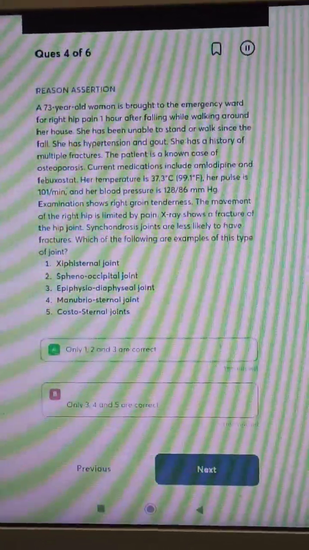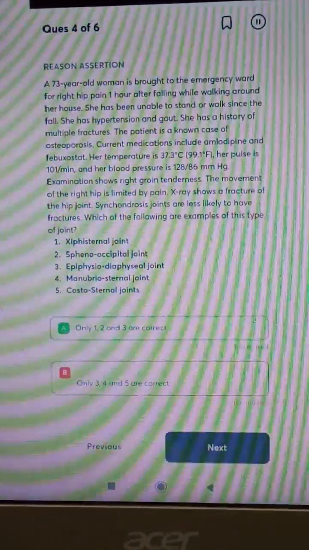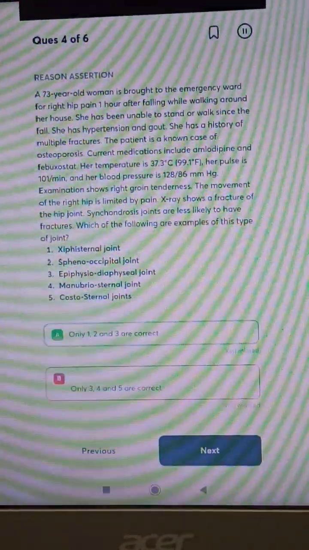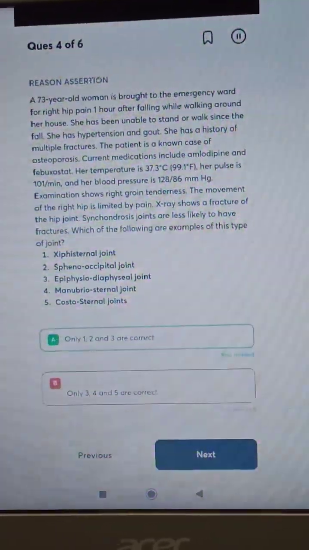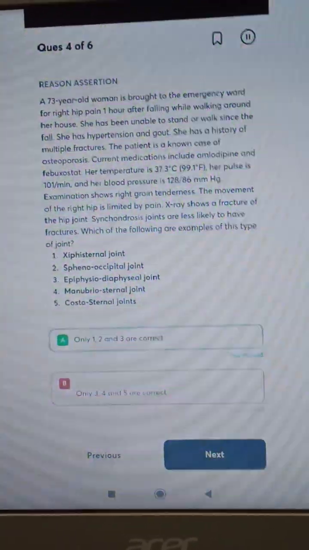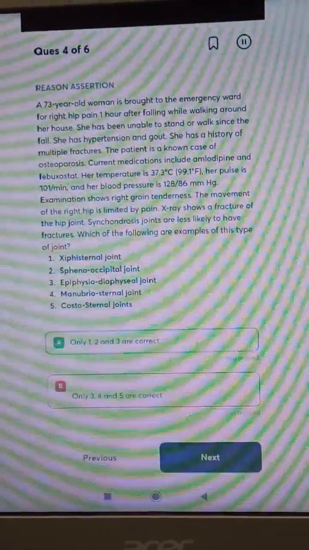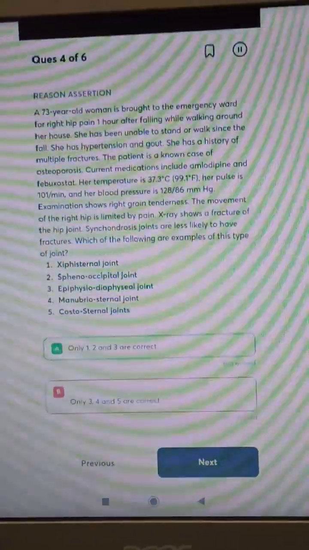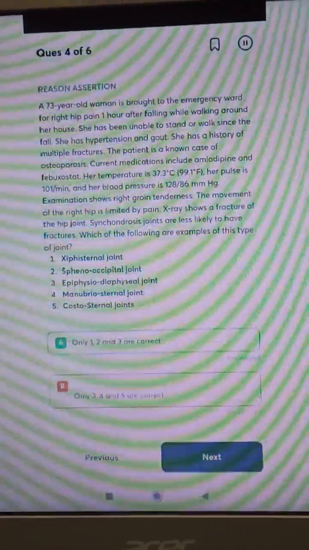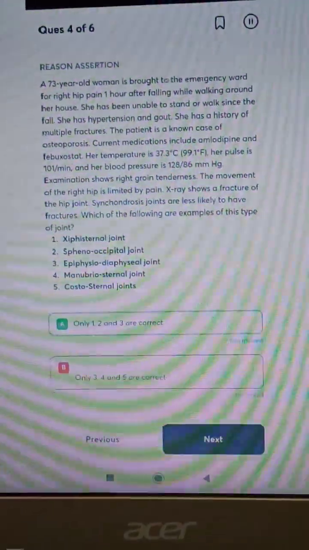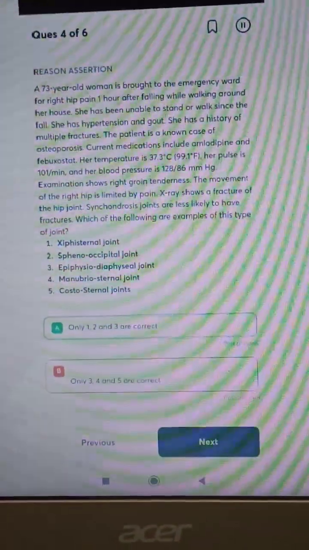The patient is a known case of osteoporosis. Current medications include amlodipine and febuxostat. Her temperature is 37.3 degrees Celsius, 99.1 degrees Fahrenheit, which is a little bit high. Her pulse is 101 per minute, which is also high, and her blood pressure is 128 over 86 mmHg, which is a little bit high, but not so much high also.